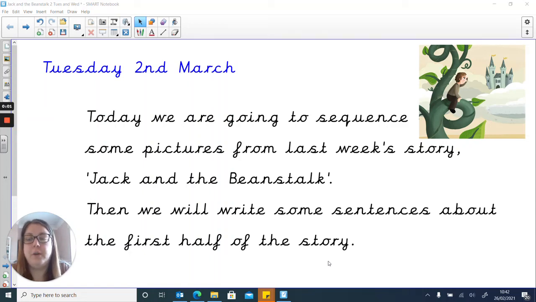Hi everybody, we're going to continue with our work around Jack and the Beanstalk, and today we're going to sequence some pictures from last week's story. And then we're going to write some sentences just about the first half of the story.